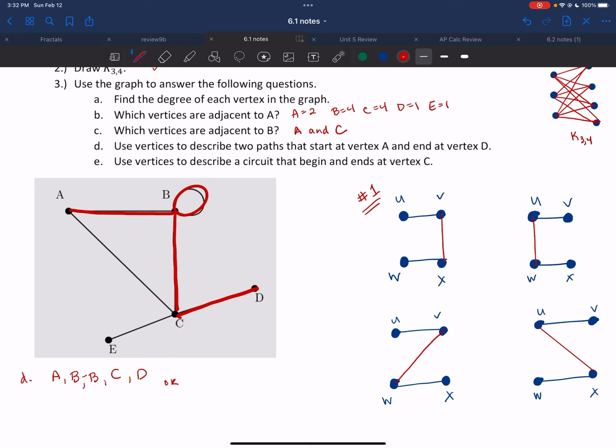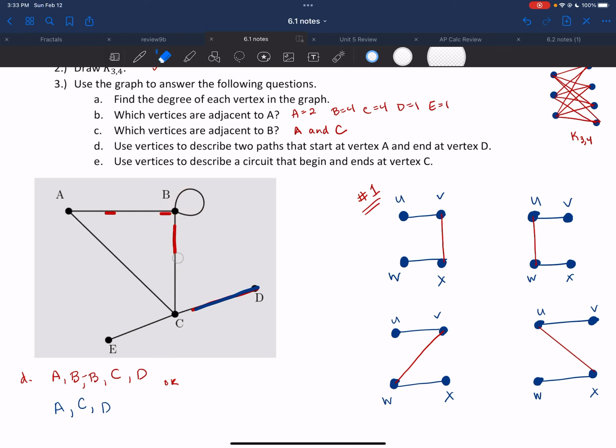We want to describe 2 paths that start at vertex A and end at vertex D. Okay, my other path might be A to C to D. That would be simple. A to C to D. Okay, and then use vertices to describe a circuit that begins and ends at vertex C.